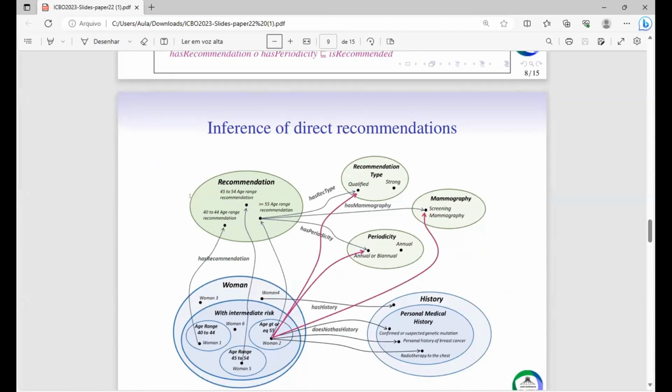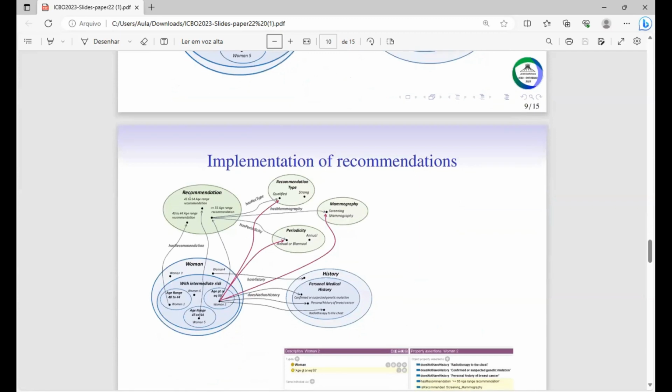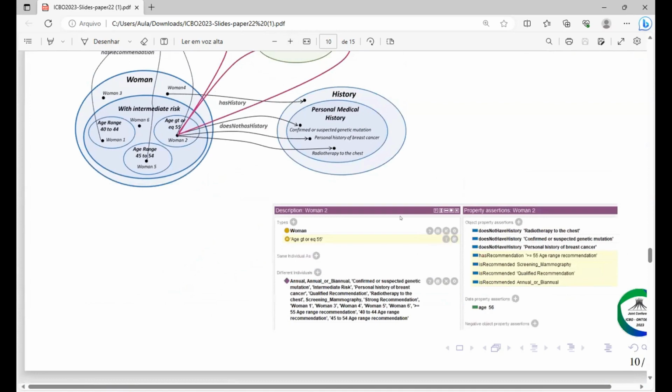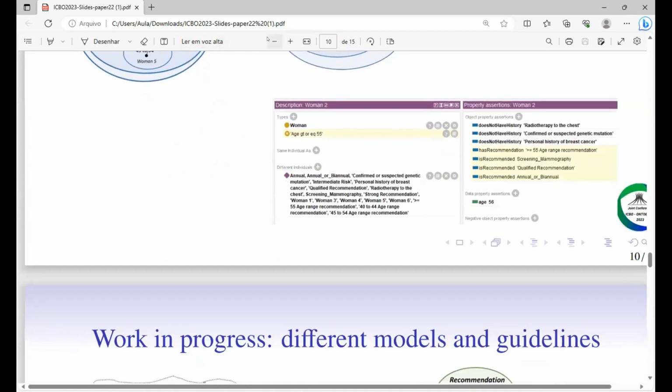These slides illustrate the property "is recommended", the super-property, for the instance woman 2, that is directly connected to the instances qualified, annual or biannual, and screening mammography, that corresponds to the recommendation for greater than or equal to 55. And in this slide at the bottom, we see the inferences for woman 2 in the implemented ontology.